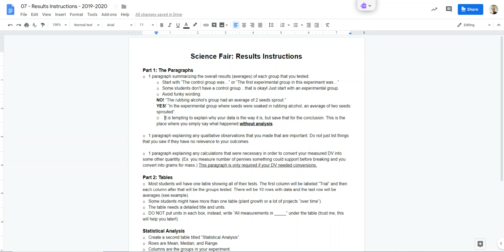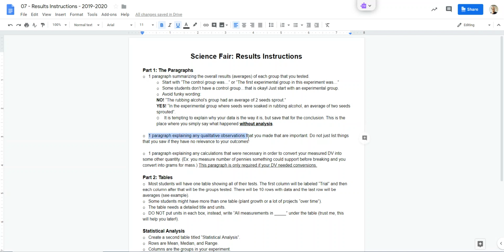And then the last part of this is when you're writing your paragraphs, you do not want to write any analysis. So if you were writing about how one of your groups was a really, really big average, you're going to be tempted to say because, or explain why you think that average was so big. Don't do that. There should be no analysis. You're just stating the facts. You're just talking about what the data says, not what it means. We're going to talk about the analysis part in the conclusion.